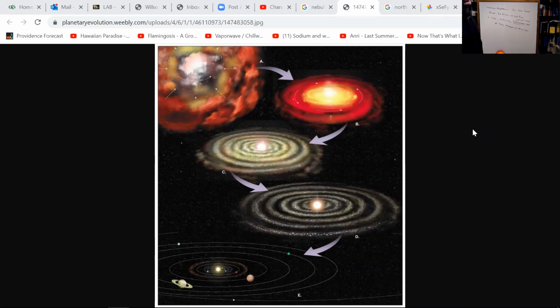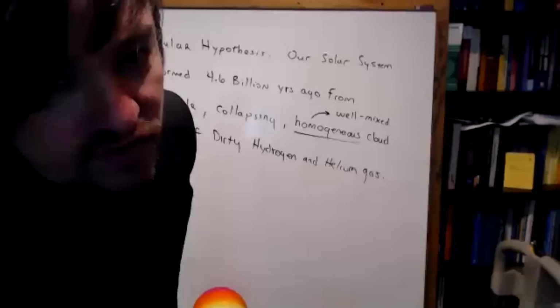So here's a little picture of the nebular theory. Now that you're able to see it clearly, you can see here a collapsing cloud of hydrogen gas that flattens out and eventually starts to condense into the planets that you know and love today. And this took a little while to happen. It didn't happen in one day.